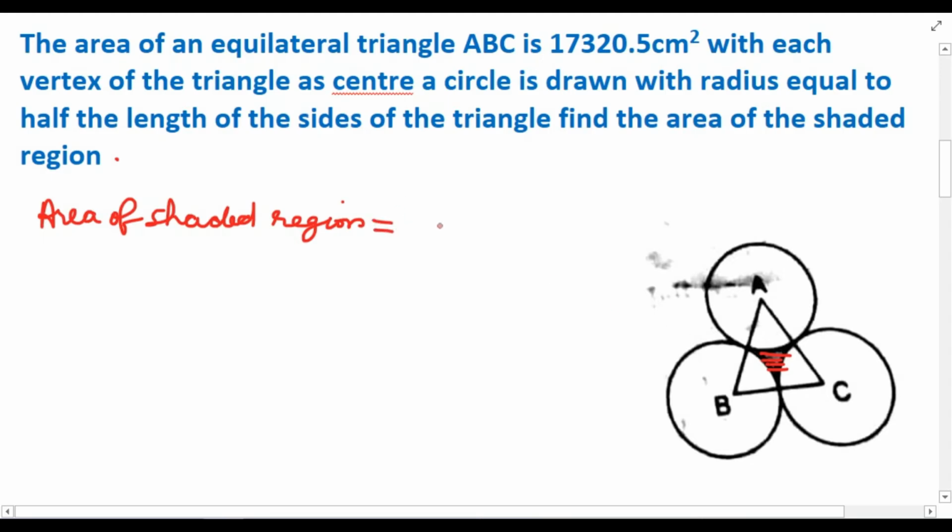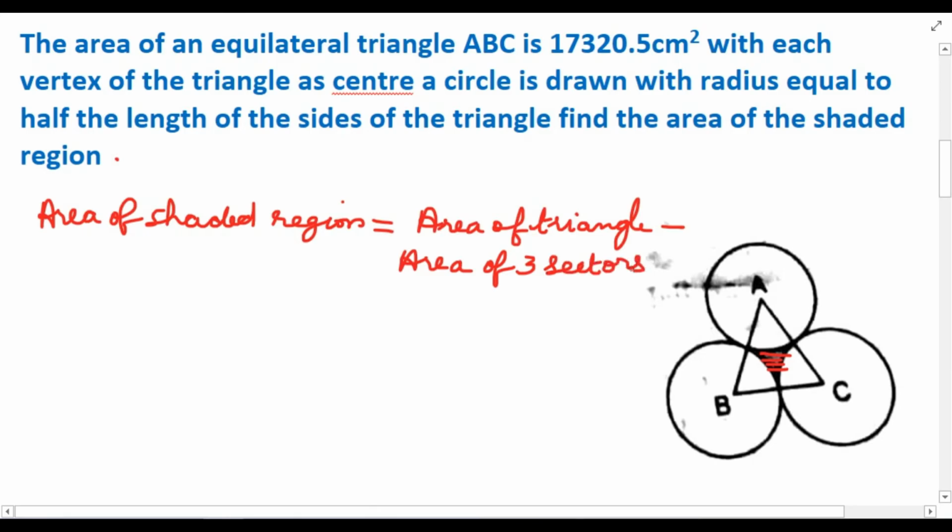The area of the shaded region is equal to the area of the triangle minus the area of these 3 sectors. So these we can consider as sectors. The area of the triangle minus the area of the 3 sectors will give you the area of the shaded region. Since it is an equilateral triangle, we can write root 3 by 4 a square minus 3 into the area of the sector, which is theta divided by 360 into pi r square. Already they have given the area of the equilateral triangle in the question, so no need to find it out.